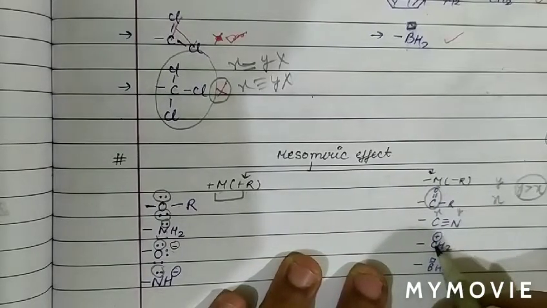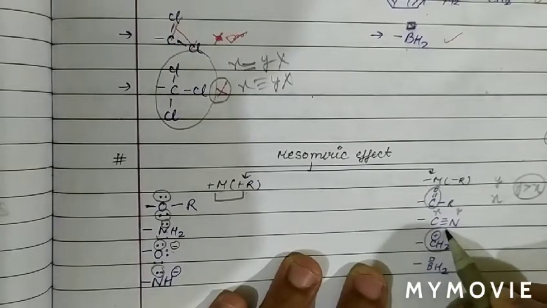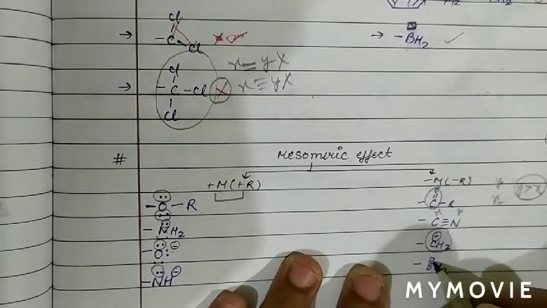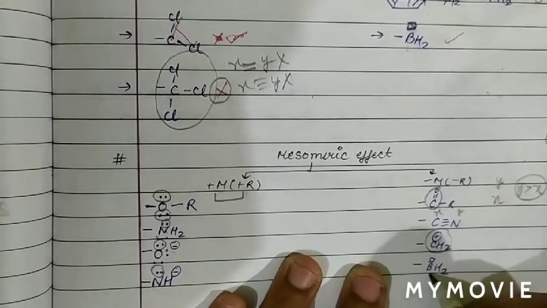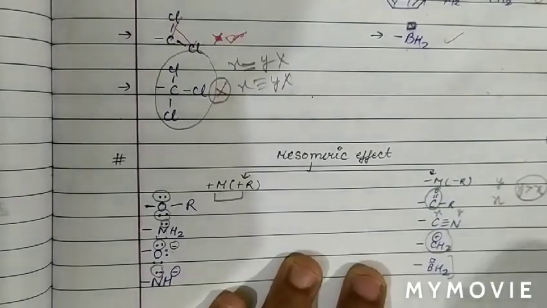Now we can see that there is a positive charge on the carbon atom, so there is a vacant orbital, and if there is a vacant orbital, we can say this group will behave as a minus M group. Now again, there is a vacant orbital on the boron atom, so a vacant orbital is present, therefore it also behaves as a minus M or minus R group.